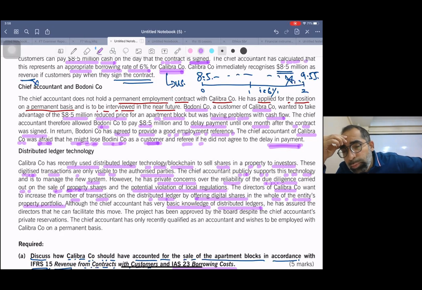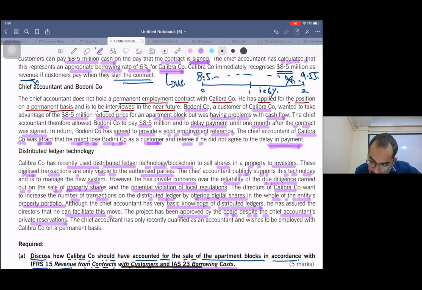As a professional accountant, you should not. Now see openly, he has assured the directors that he can facilitate this move. See, he himself is wrong. They are pressurizing him to do it, and he's saying yes, I'll handle it. Wrong. The project has been approved by the board despite the chief accountant's private reservations.